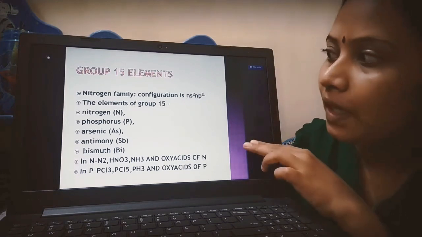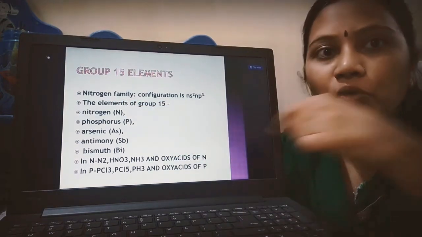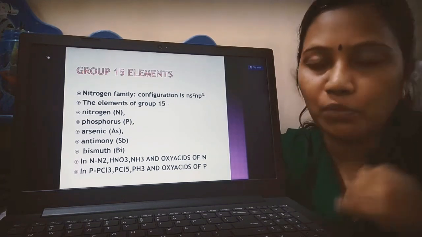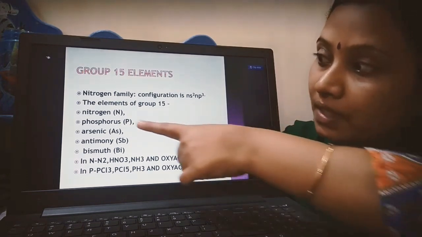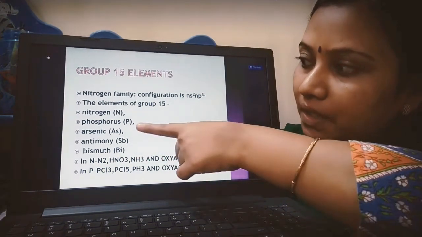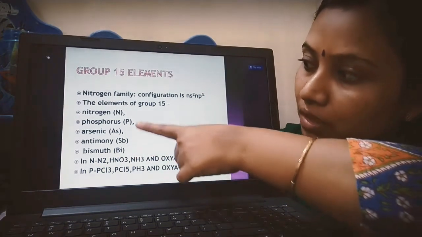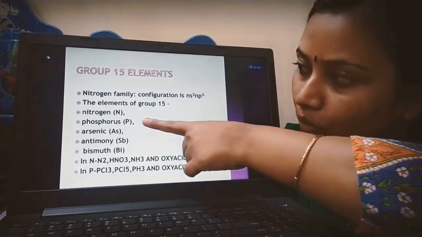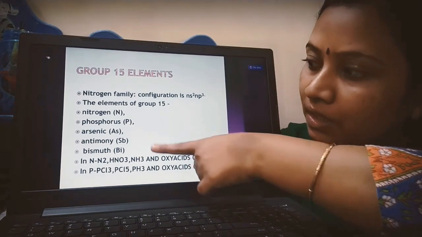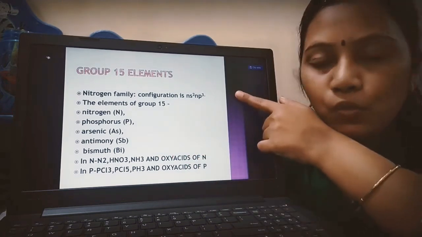Now coming to the nitrogen family, I am going to call them the nitrogen family: nitrogen, phosphorus, arsenic, antimony, bismuth. I told you, na pine aise sabke beach. So these 5 elements will be coming under group 15.